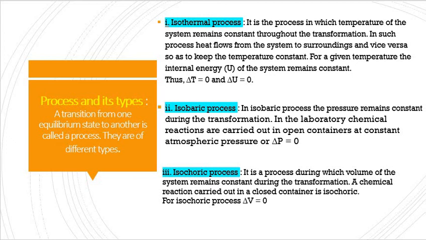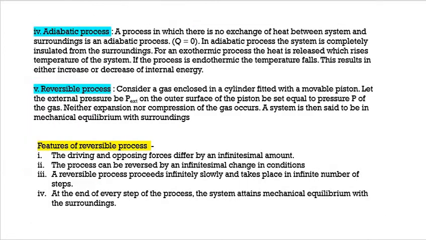Isobaric processes are the processes where you will see the pressure will remain constant. In all chemical laboratories, we carry out all reactions in open containers at atmospheric pressure. So delta P remains 0 in all the chemical reactions which we perform. Isochoric process. Isochoric process is the process during which the volume of the system will remain constant during the transformation. A chemical reaction carried out in a closed container is isochoric.